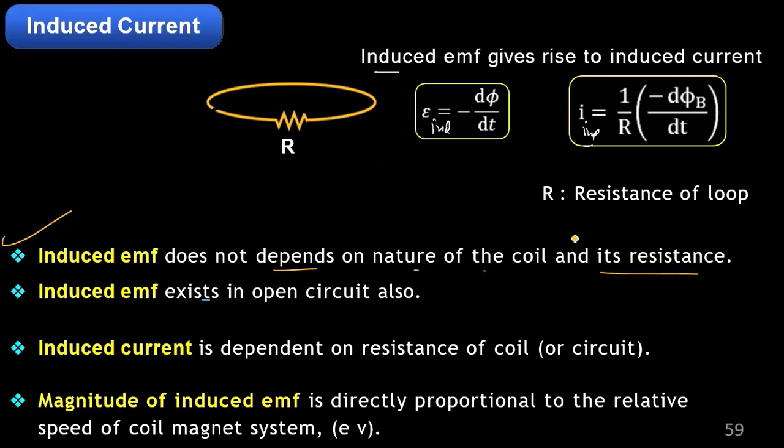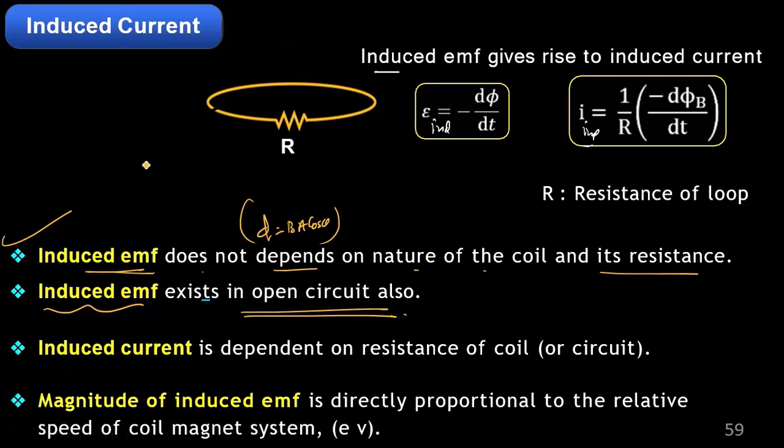That means rho, L, A are not important for the phi number. So phi depends entirely on B, A and theta, and the induced EMF depends on this phi. So induced EMF does not depend on the nature of the coil. But induced EMF exists in an open circuit also. Whenever there is a change in the flux parameter, that means EMF is being generated.